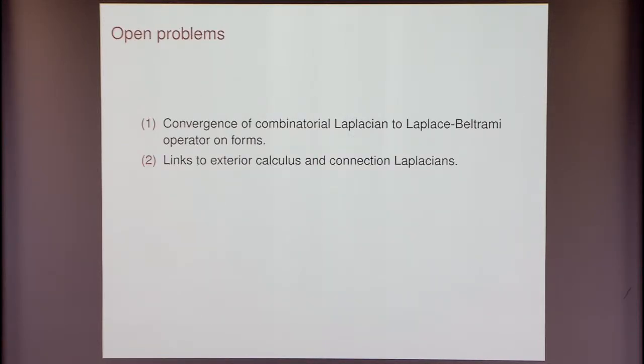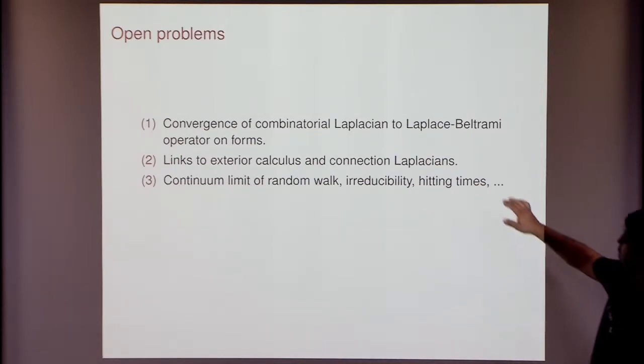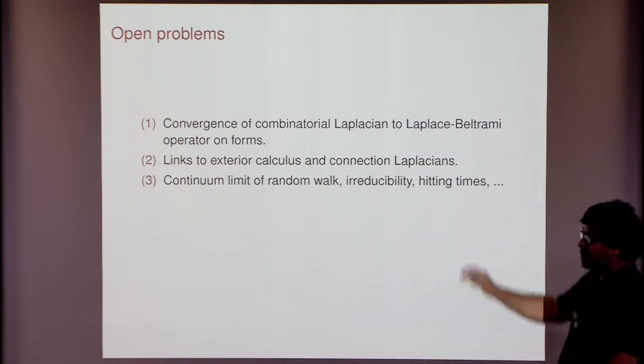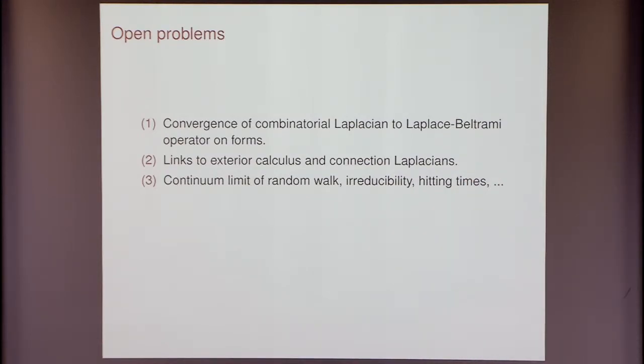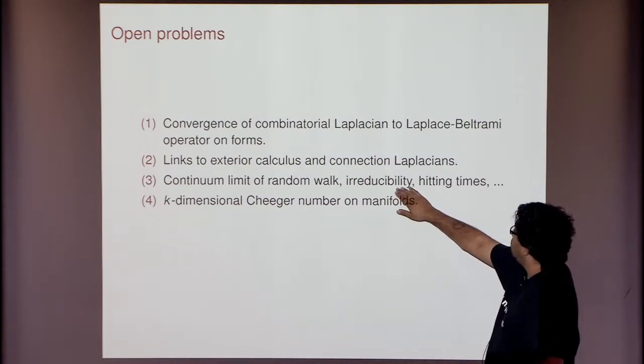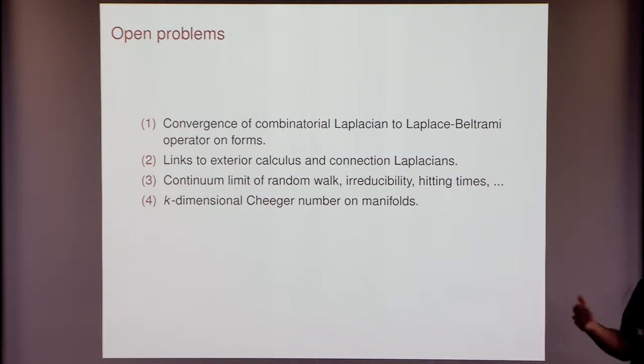So one open question is, how does a combinatorial Laplacian converge to the Laplace-Beltrami operator on forms? This one is going to be the next talk. You're going to learn a lot more about point number 2. I think it's really interesting. What is the continuum limit of this random walk? Is it something like Brownian motion on forms? I really don't know, but I'd really want to understand irreducibility, hitting times, and things like that.